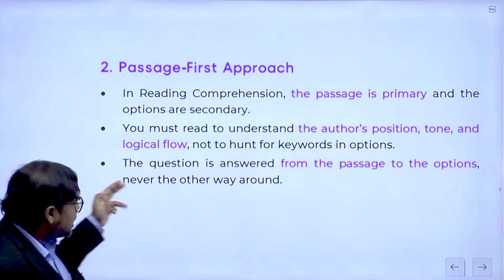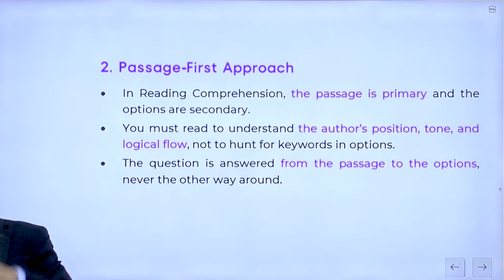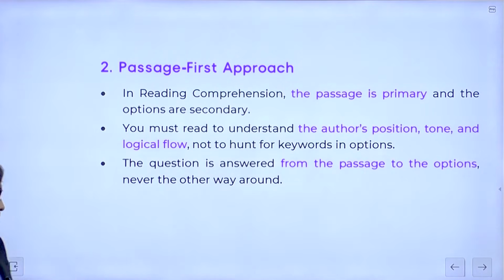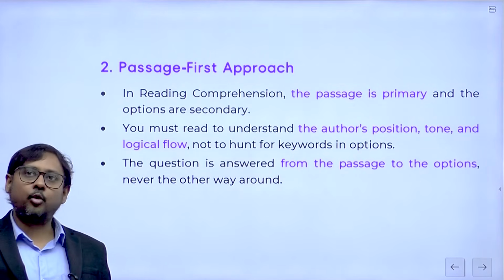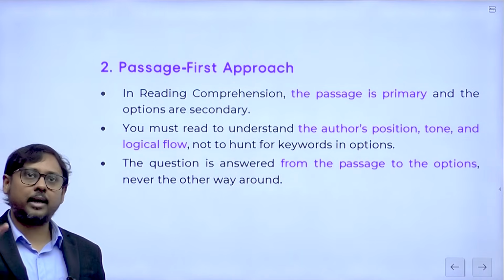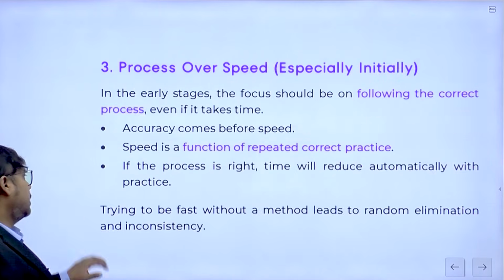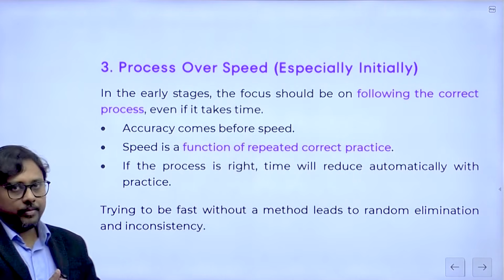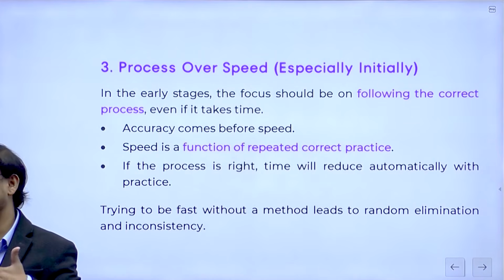So the question is answered from the passage to the options, never the other way around. We'll read the passage and then we'll read the options. Exception is your inference and assumption. There, more focus should be on the option, but the process is same. We'll read the passage and then the options, right? Okay. I think I talked about this in the early stages. Now, when you will be solving questions, let's say that you solve 6 questions, 7 questions.